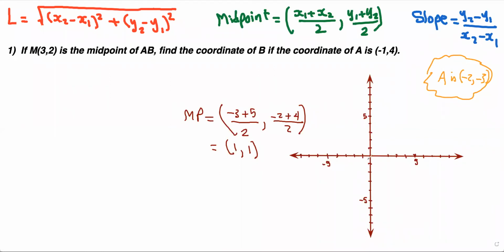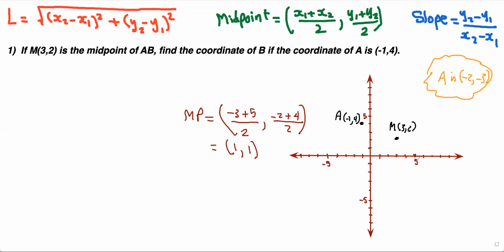So I'm given M being (3, 2). So that's (3, 2) right there, and M indicates it's the midpoint. And I'm given point A is (-1, 4). So this is my A point. And I'm asked to find point B. So if this is the midpoint, definitely B is going to be somewhere in here, so that M will be right in the middle between A and B.